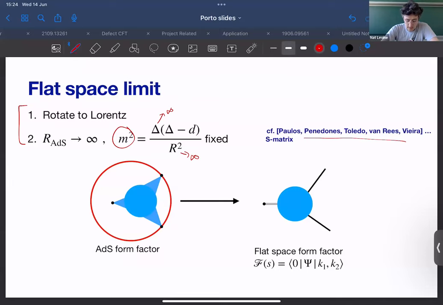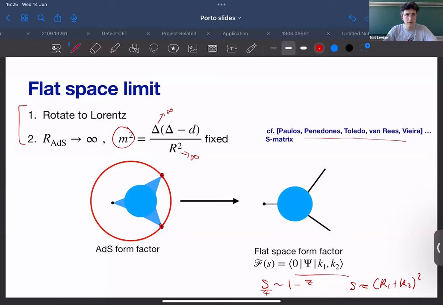And so the claim is that these AdS form factors just become flat space form factors. So like the overlap between a local operator insertion and some on-shell state in the flat space limit. So here S is related to 1 minus Z over 4, something like that. So S is related to Z in some way, where S is the usual Mandelstam invariant. So because we had two boundary operators, we get two on-shell states.